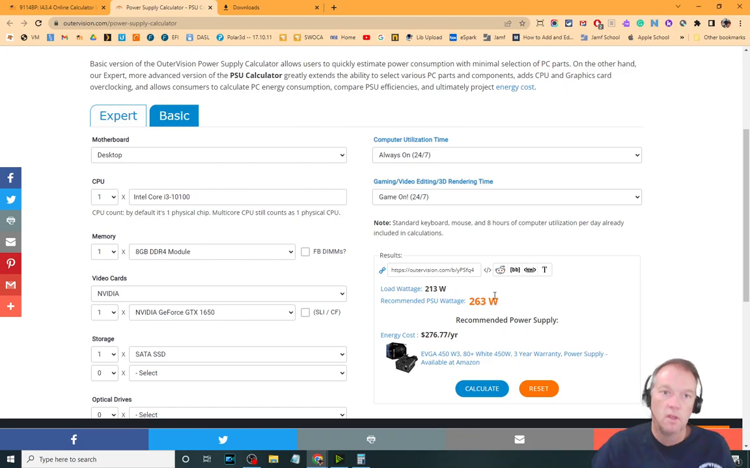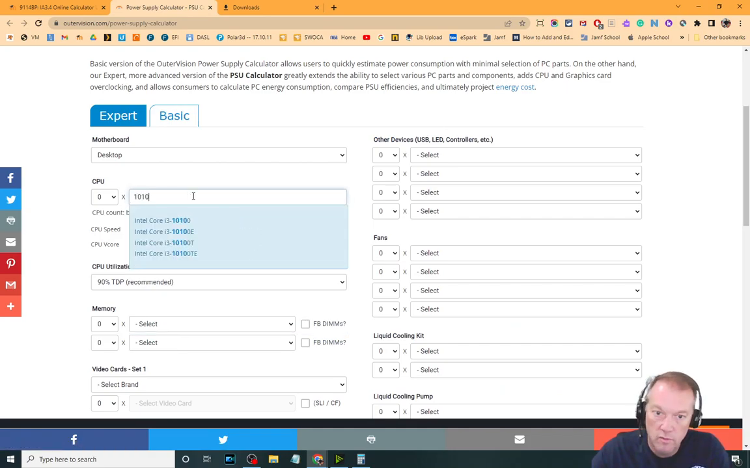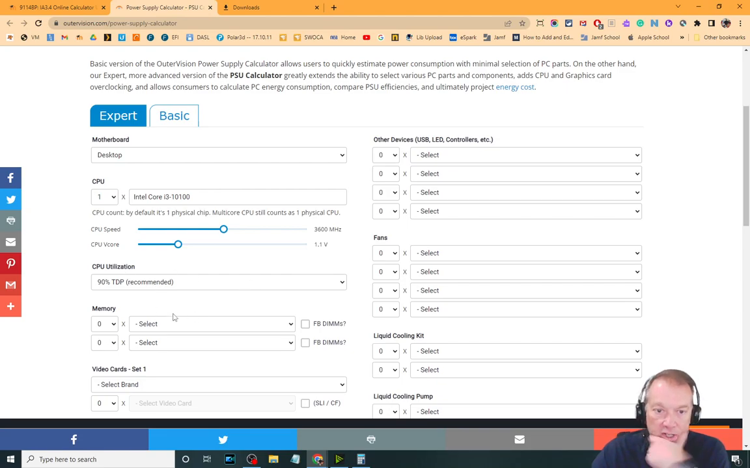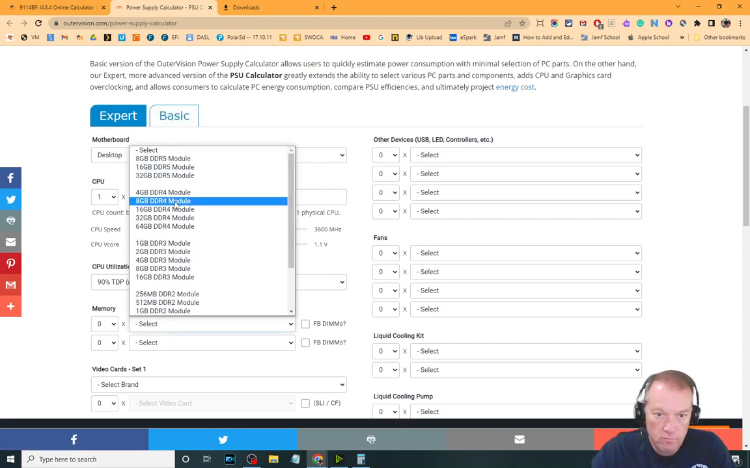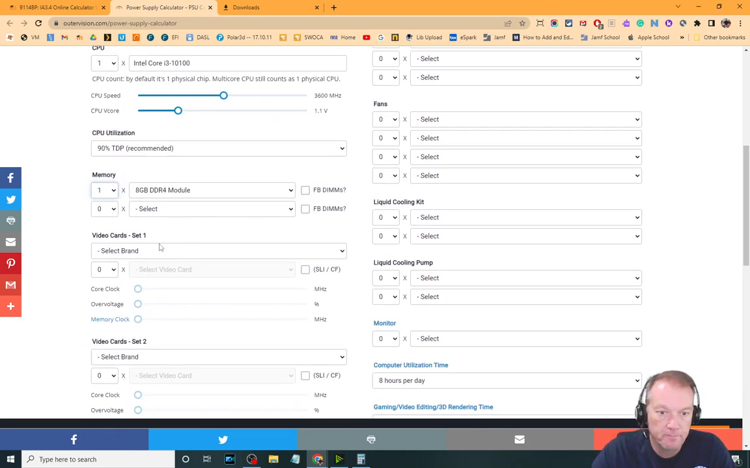So right now, we just got 213 calculated, which is way underneath of what we had before. I'm going to write 213 down. And then I'm going to take a look at it with the expert mode and see what we come up with there. 1010 still doesn't have the F. Don't like that. Memory, 8 gig stick of DDR4. Did I put a 1 in there on the other one? I don't know if I did.